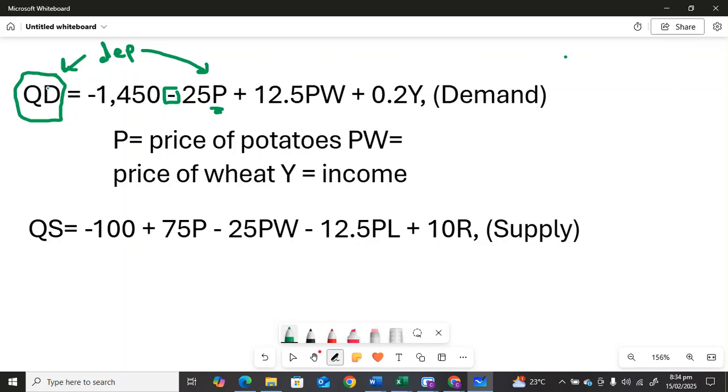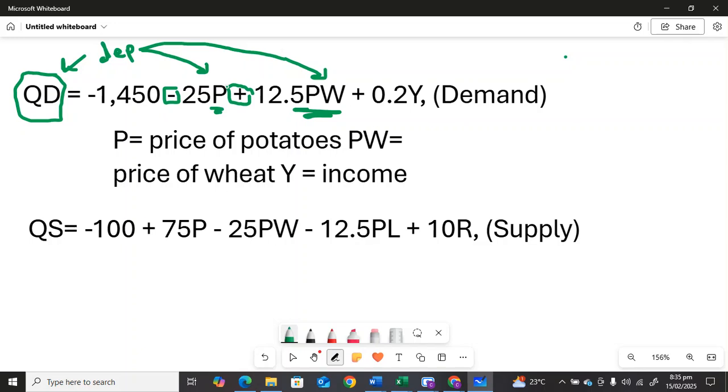The second factor that quantity demanded is dependent on is the price of wheat here. We have a positive sign here telling us if the price of wheat goes up, the quantity demanded of potatoes is going to also go up. If the price of wheat goes down, the quantity demanded for potatoes is going to go down. That's a positive relationship.